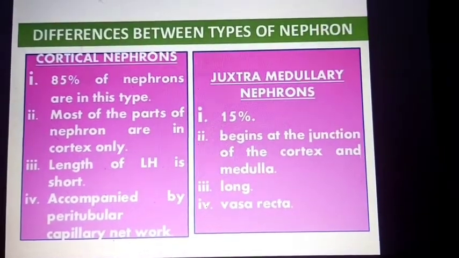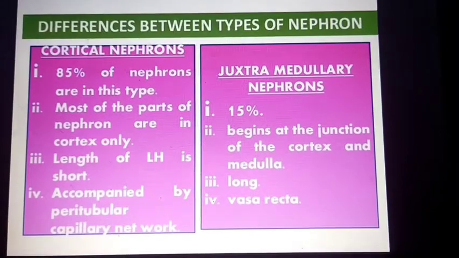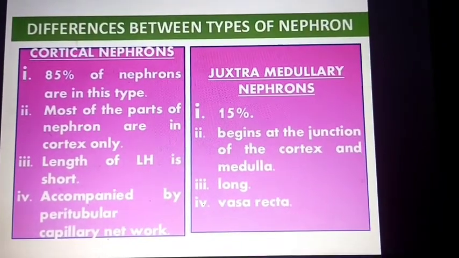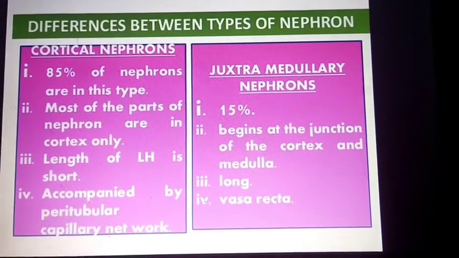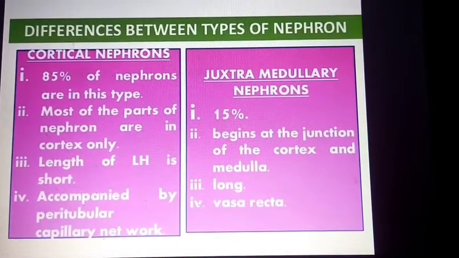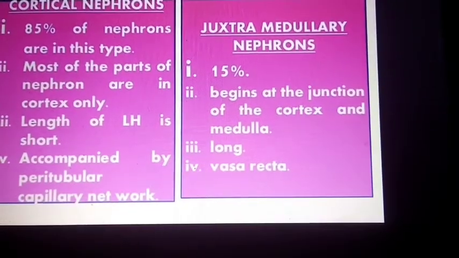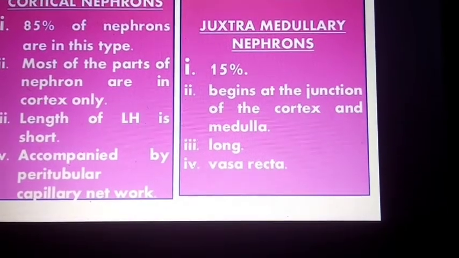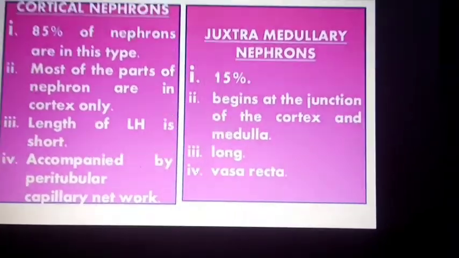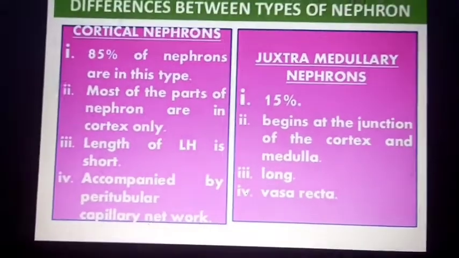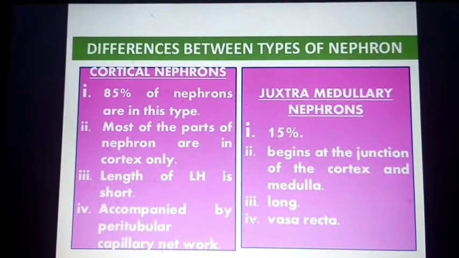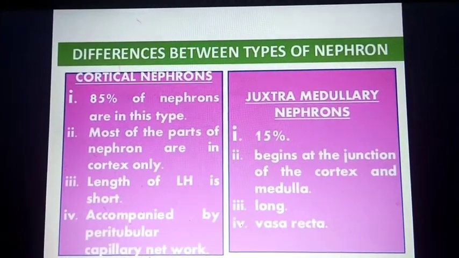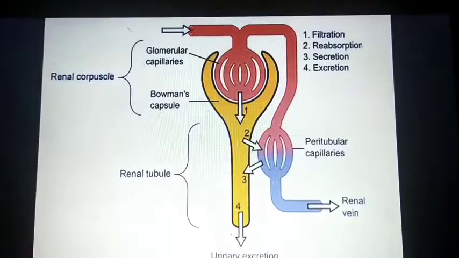And what about juxtamedullary nephrons? These are 15%, and they are present in the medulla, beginning at the junction of the cortex and medulla, and these are long. Here the length of the Henle loop is long, and the vasa recta are many more. This is the difference between the cortical nephrons and medullary nephrons. We can go for the next slide.